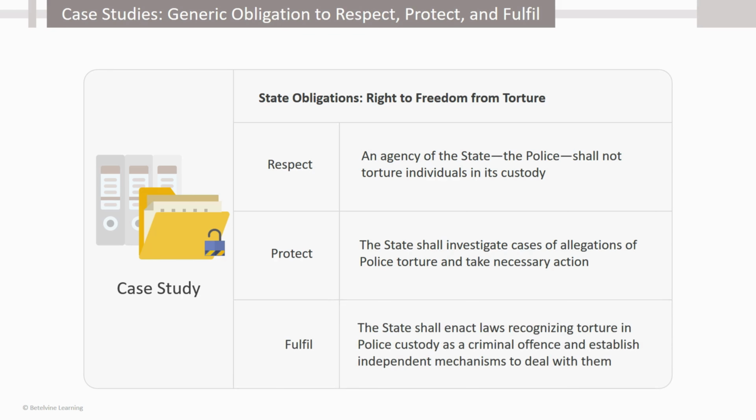Obligation to fulfill. The state must enact law that recognizes torture in police custody as an offense and establish independent mechanisms for initiating investigation and prosecution of police and other state officers accused of using torture methods.